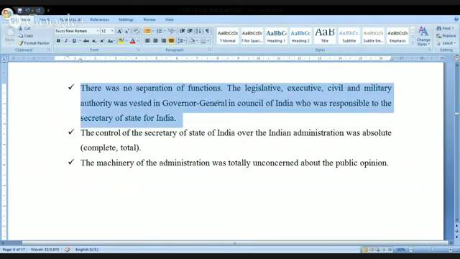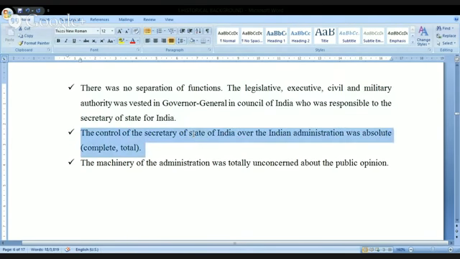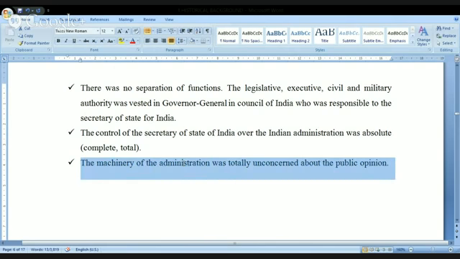The legislative, executive, civil, and military authority was vested in the Governor General in Council of India, who was responsible to the Secretary of State for India. The control of the Secretary of State of India over the Indian administration was absolute. Very, very important. When I use the word absolute, it is complete. And the machinery of the administration was totally unconcerned about public opinion, meaning the problems of the people continued and they never used to bother about the problems of the people here.